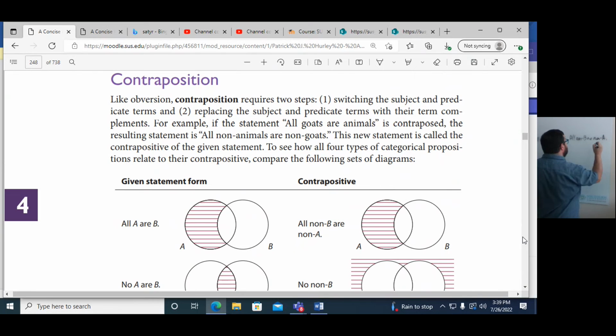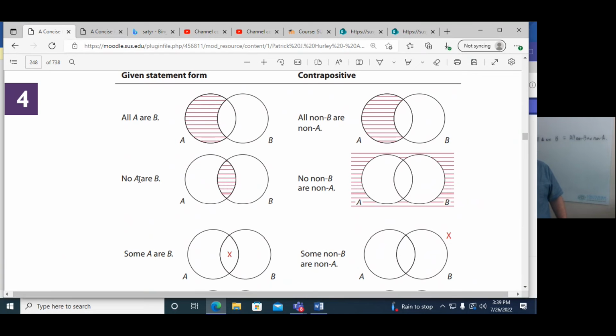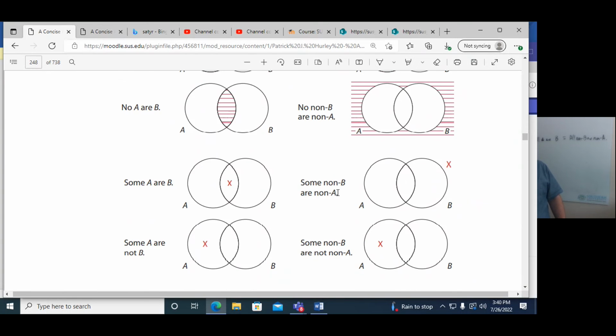And then you see the picture is the same when we do this, right? So we switch B and A and then add the word non to both. That's basically contraposition. If we say no reptiles are mammals, it doesn't make any sense because then we would say no non-mammals are non-reptiles. That doesn't make any sense. The picture's not the same, so they're not logically equivalent, right? And if we had some cats are animals, then we would say some non-animals are non-cats. That doesn't make any sense in relationship to the original.